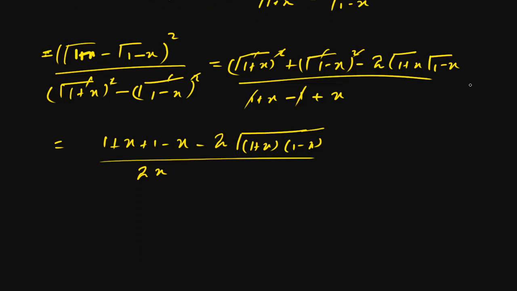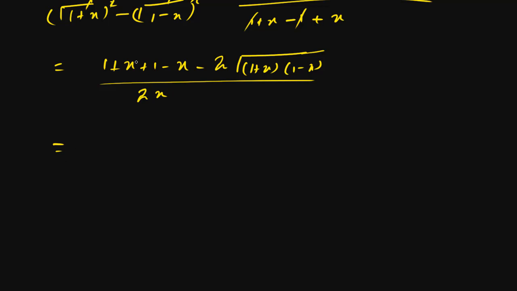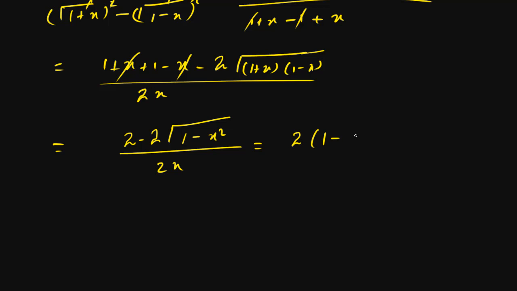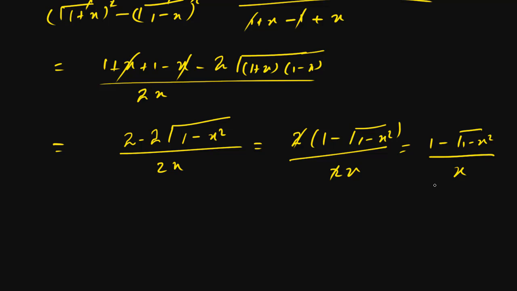Now again we simplify: plus x and minus x cancel, giving 2, and we have minus 2 times the square root of 1 minus x squared, using the formula a plus b and a minus b, which gives 1 square minus x square, over 2x. Taking 2 common, the 2s cancel, and we get 1 minus the square root of 1 minus x squared, over x.